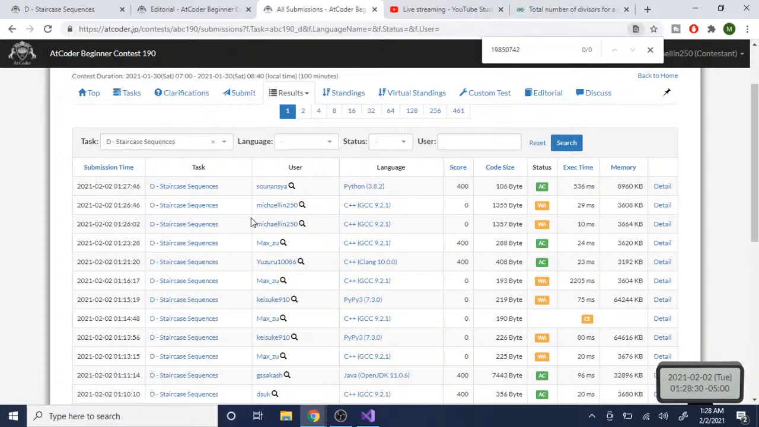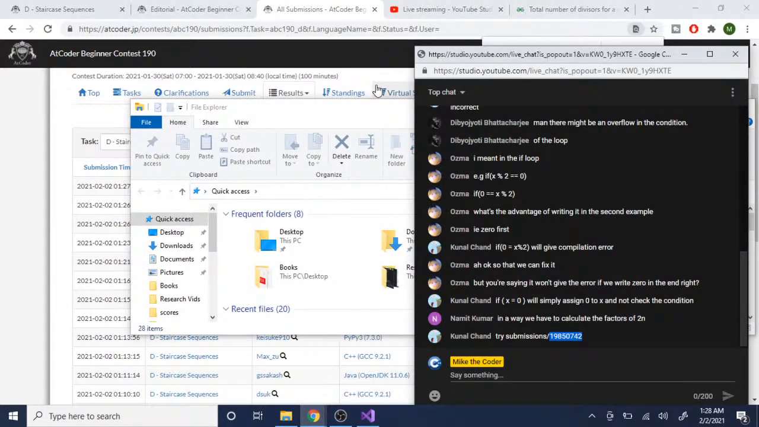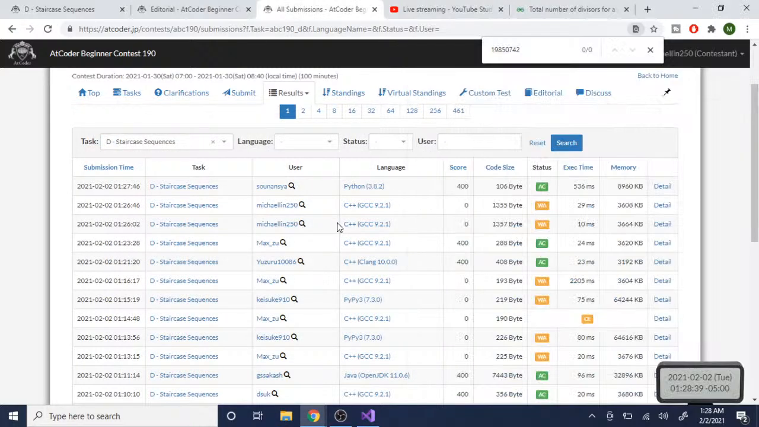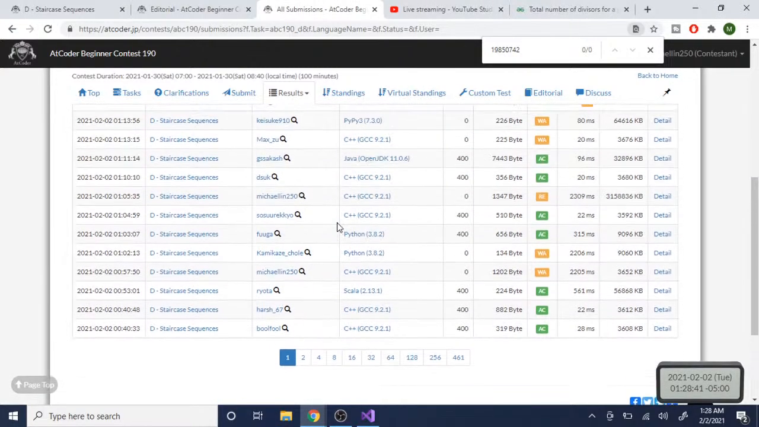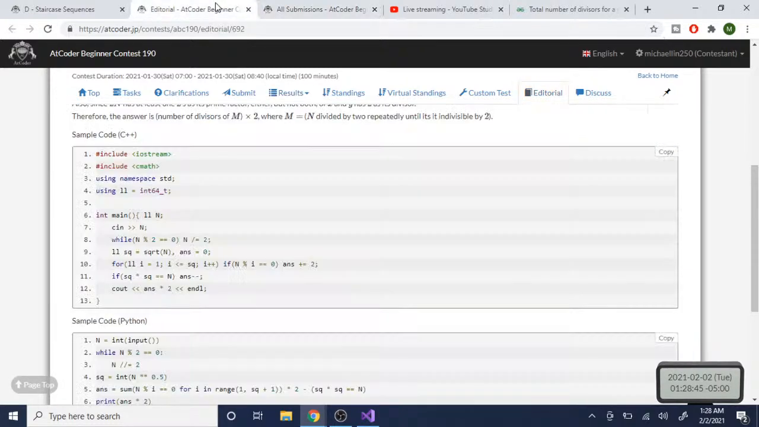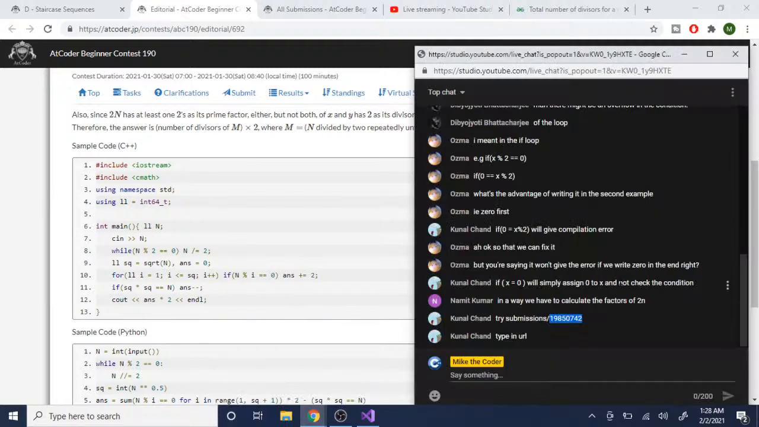What did they say? Submission this? How do you search by submission number? Whoops. Oh no. Okay, so you're saying we have to add by 2 because we have to check the factors of 2. Type in URL.